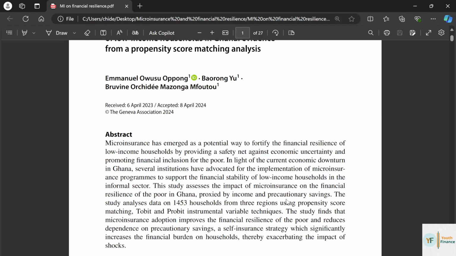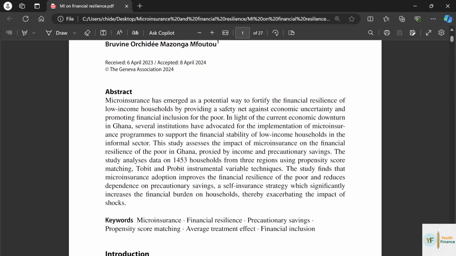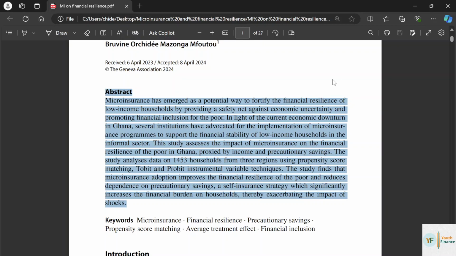So when we move to the abstract section, the abstract starts by introducing the theory of the paper, which goes this way. Microinsurance provides a safety net against economic uncertainty and promotes financial inclusion for the poor, hence fortifies the financial resilience of low-income households. Then the abstract introduces the country being studied, which is Ghana. So it's microinsurance adoption in Ghana, informal sector.